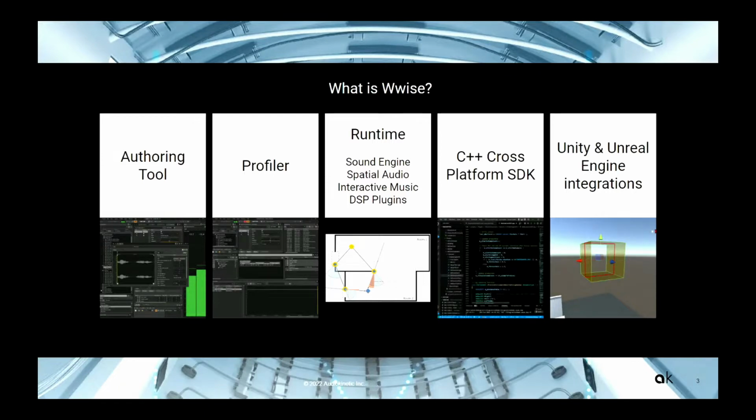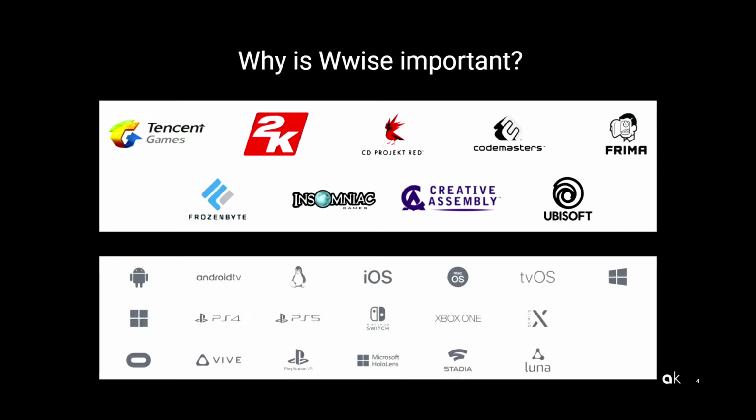Of course, there's a runtime part that's integrated inside the game. So that includes a sound engine, a spatial audio engine, interactive music, and a collection of DSP plugins like various reverbs, flanger effects, and stuff like that. This runtime is integrated in a game using a C++ cross-platform SDK. And we have ready-made integrations of this SDK for Unity and Unreal Engine. And today, I'll be able to show you basically all parts, except for the Unreal Engine part, but the Unity part.